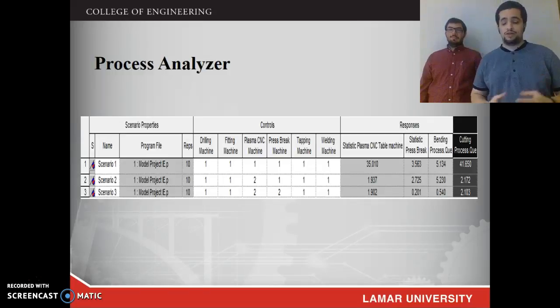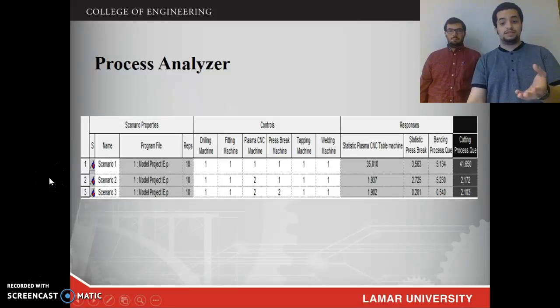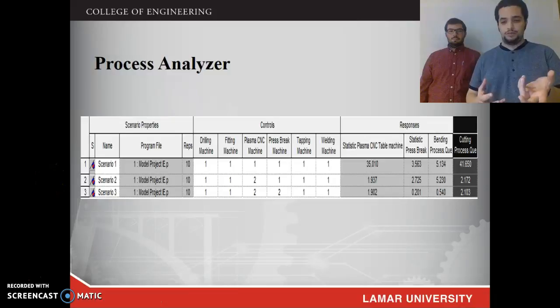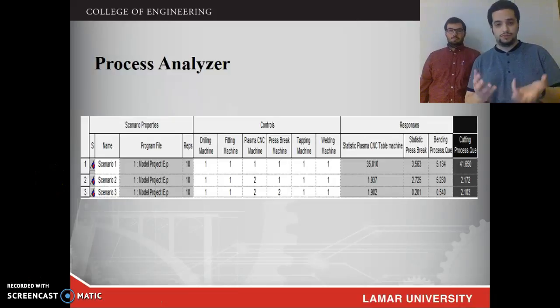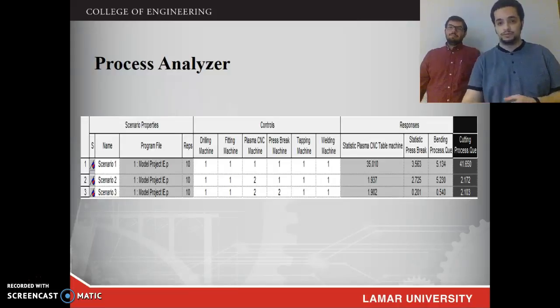Then in the third scenario, which is the best scenario, we have two machines in the plasma CNC table, and we also add two machines for the press brake, and we can see the reduction in time from 35.01 to 1.9 minutes in the plasma CNC table, and also in the press brake from 3.5 to 0.2 minutes.